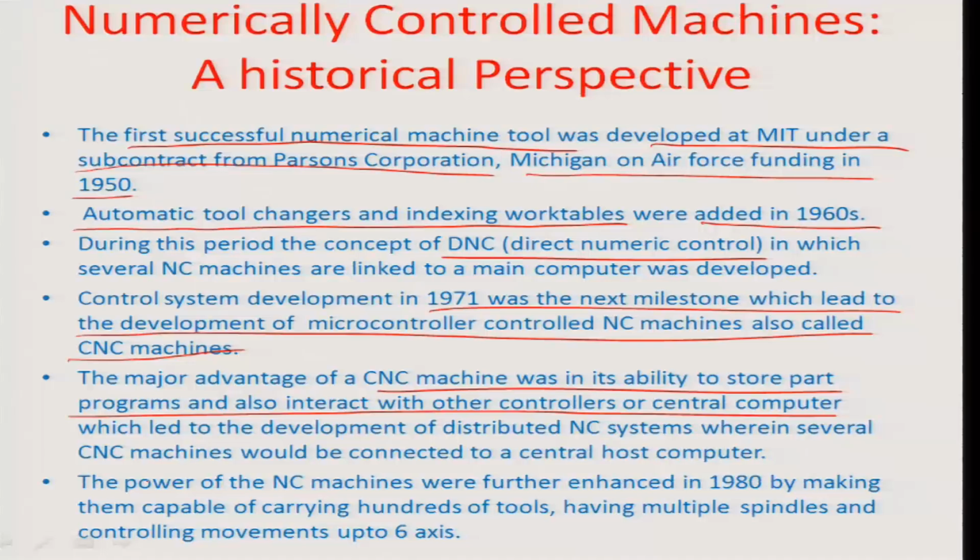A major advantage of CNC machines is their ability to store part programs and also interact with controllers or central computers, as I just told. The power of NC machines was further enhanced in 1980 by making them capable of carrying hundreds of tools, having multiple spindles, and controlling movements up to 6 axes, so on and so forth, so that very complex parts could be produced. So I think this is an evolution process of how modern day manufacturing has evolved.